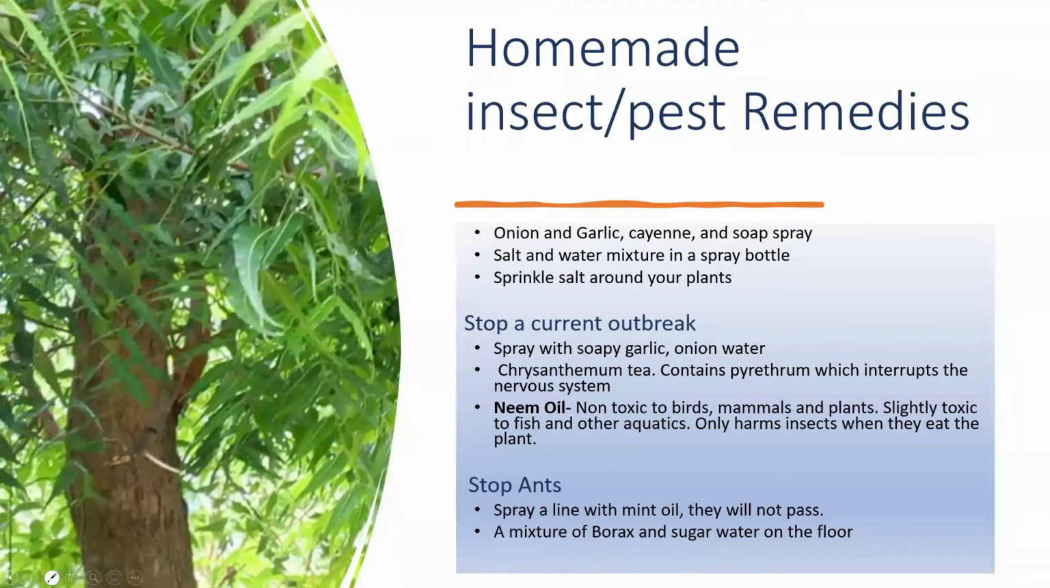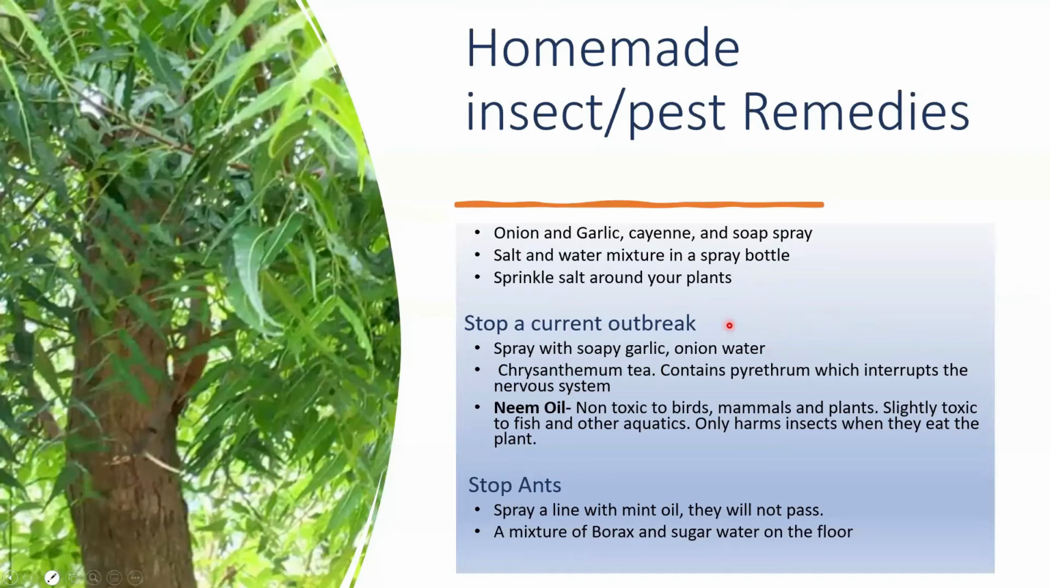There are homemade insect pest remedies. There's a ton of them online. You can make little spray bottles full of onion and garlic and cayenne and soapy water and spray them on your plants. That's one that you can put on your vegetables. It's edible. You can also spray just a salt water mixture onto your plants to help get rid of aphids and other little pests. And they say sprinkle salt around your plants. I've actually never tried that. I was like, oh, that's interesting.